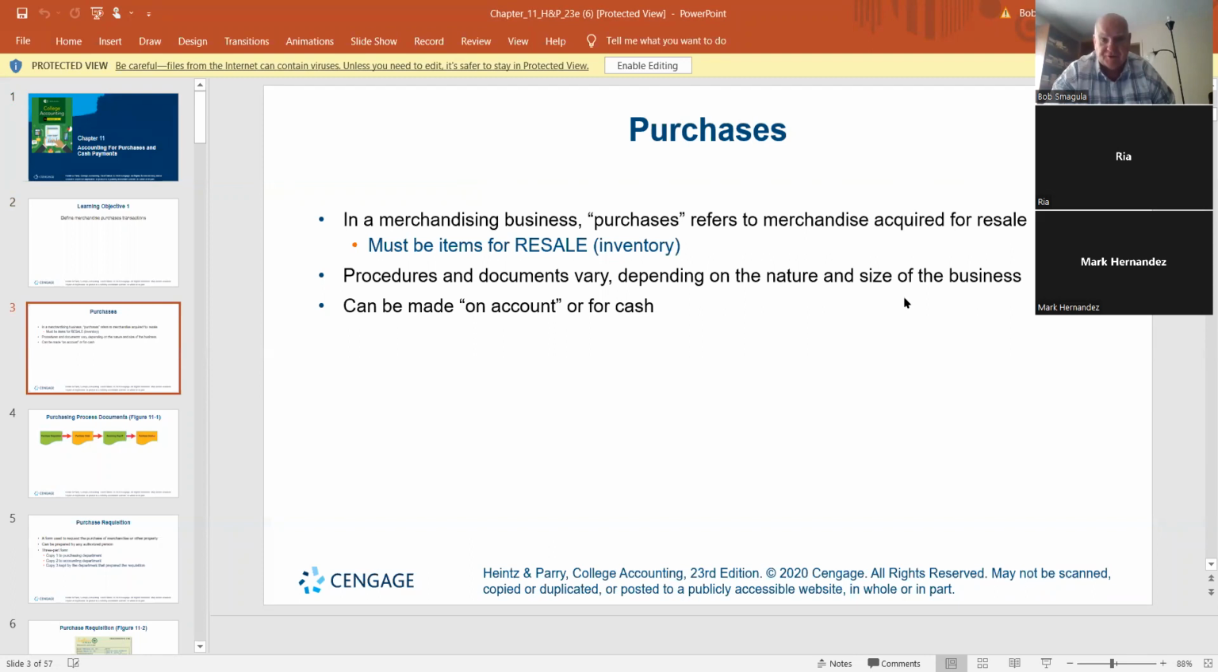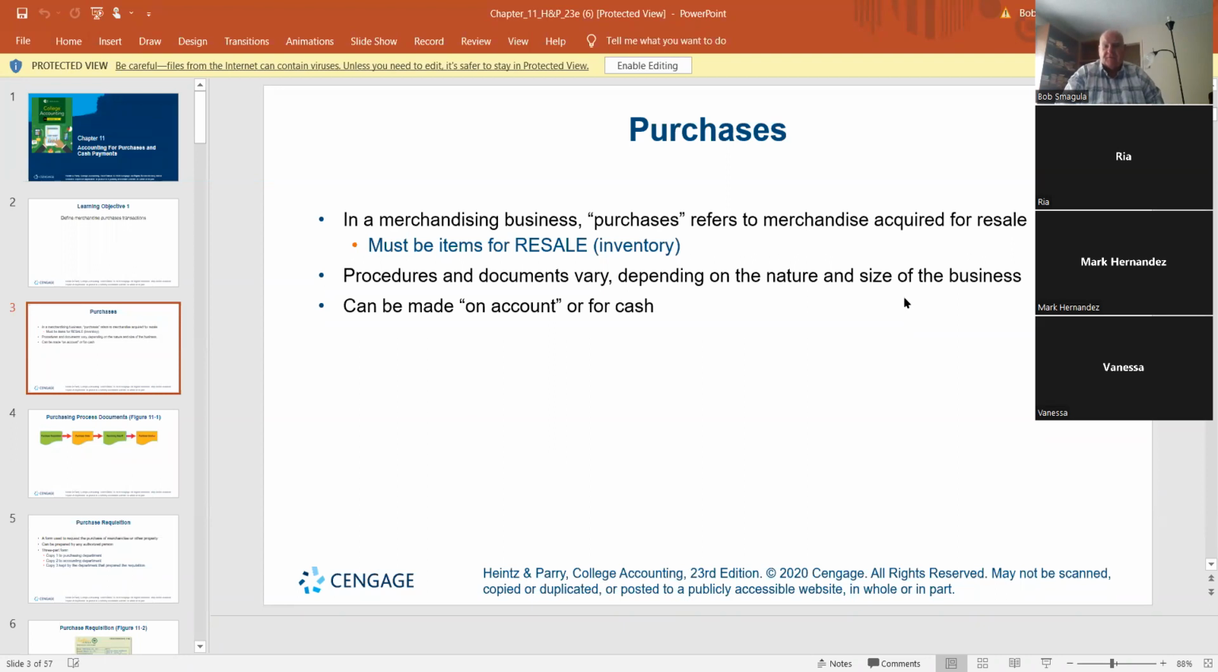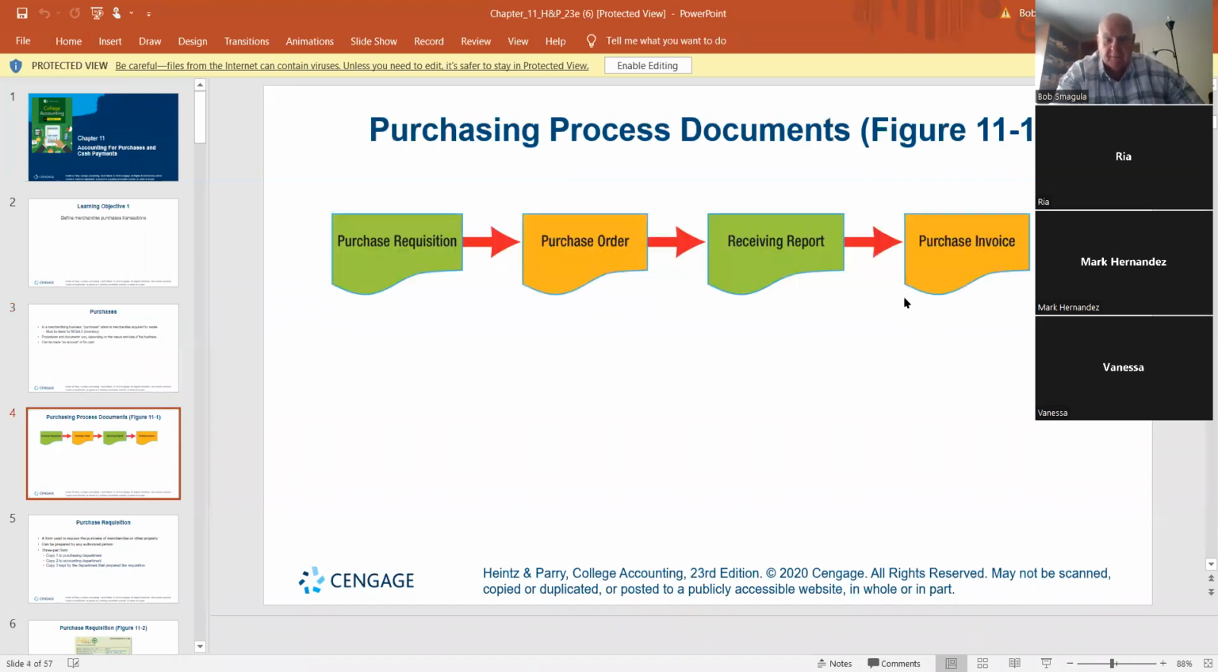Purchases. In a merchandising business, purchases refers to the merchandise acquired for resale. Must be items for resale. That's the definition of a purchase, an item for resale. And the procedures may vary depending on the situation. And of course, you can have cash transactions or more likely on account, okay?